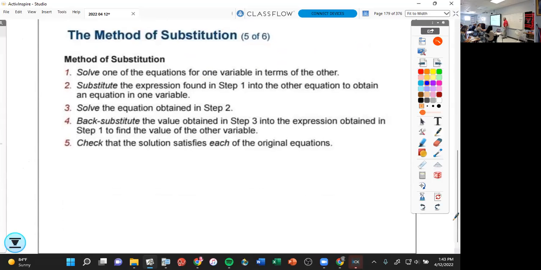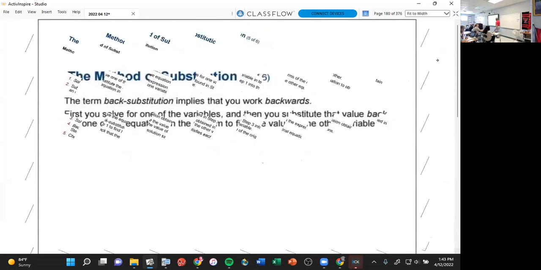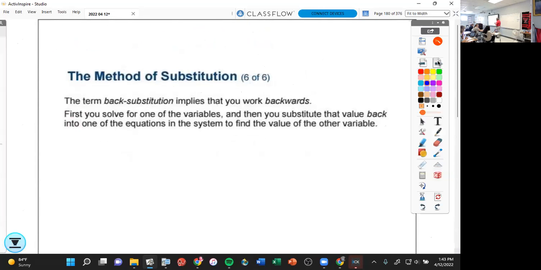Here are the steps that we did. Step number 1, we solved one of the equations for one of the variables. Step number 2, we found that answer and substituted it into the other equation. Step number 3, we solved that equation. Step number 4, we back substituted, went back to the original equation. Step number 5, we check our answers. The term back substitution implies you work backwards. First you solve for one variable, then you substitute the value back, and so on.